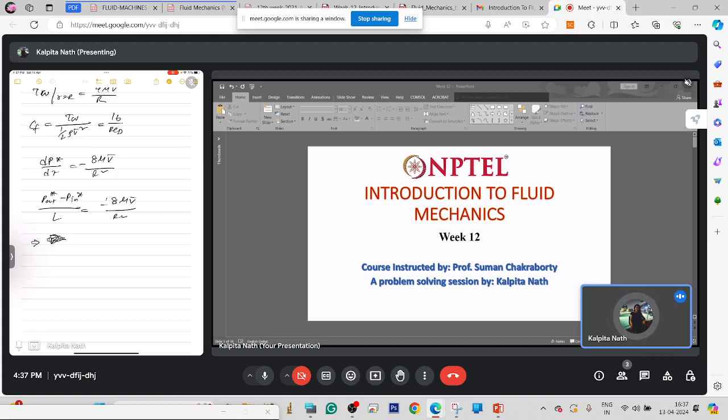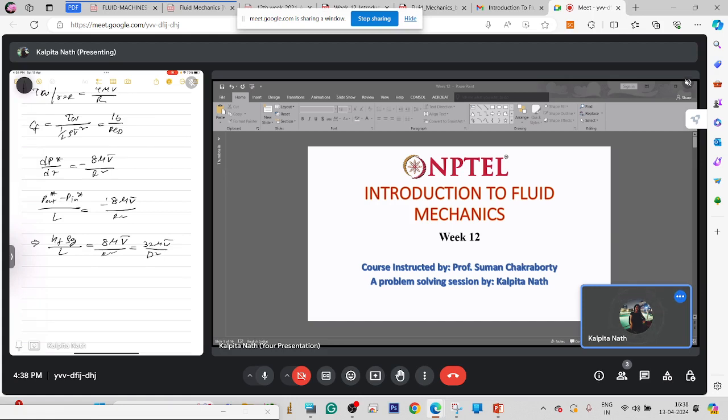So this we can write, in terms of head, as hf rho g upon L is equal to the loss 8 mu v bar by R square, which is equal to 32 mu v bar by D square.